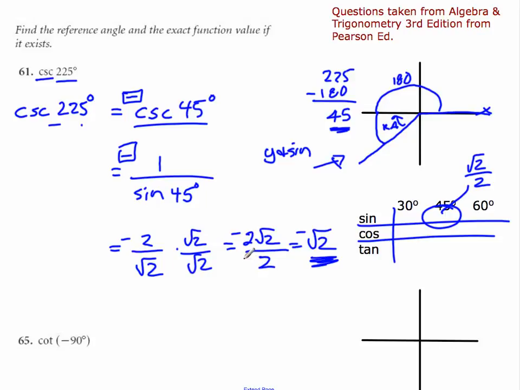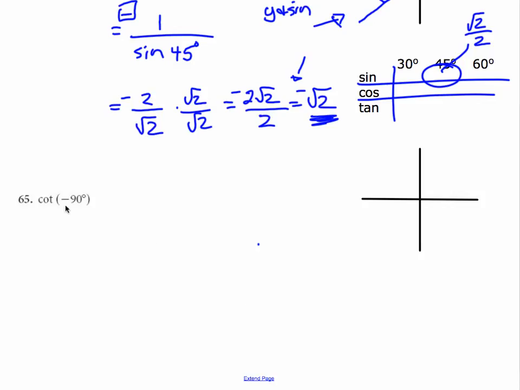So that's the one thing you have to worry about: figuring out the ratio, and then figuring out what value it should be, whether it should be plus or minus. Since down in this quadrant sine and y are both negative, cosecant is also negative. So negative root 2. Let's try another one. So this one here, if I can extend, the cotangent of negative 90.